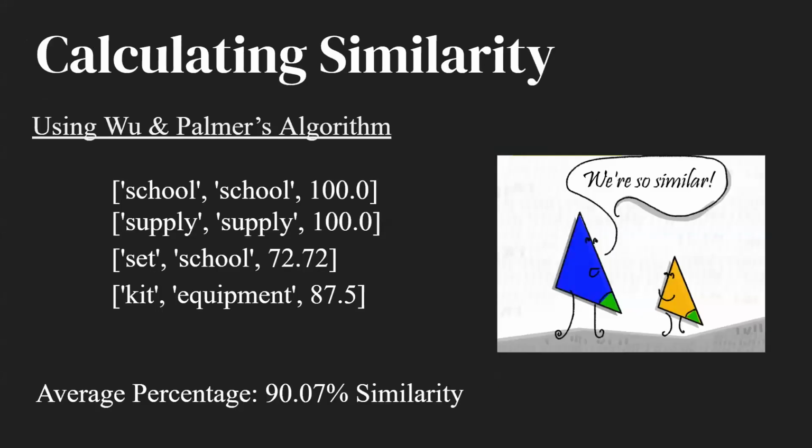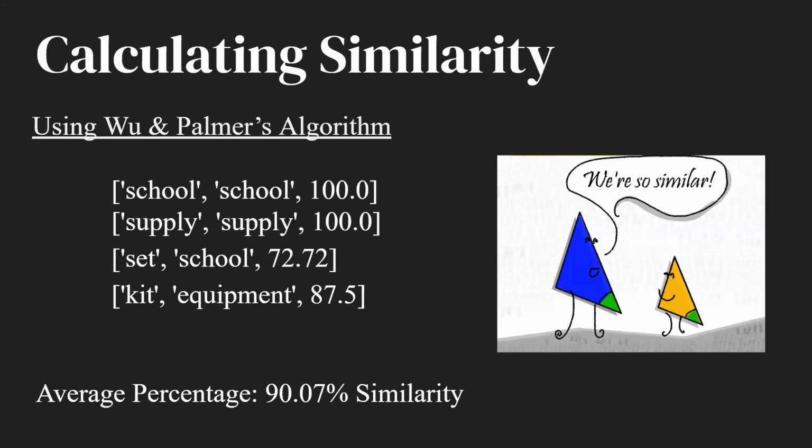Now that we have determined what words will be compared to each other, we can start calculating the similarity percentage. To calculate the similarity percentage, we use Wu and Palmer's algorithm, which calculates similarity based on where two words occur relative to each other in a hypernym tree. It also calculates based on how similar their word senses are within a corpus of a library called WordNet.